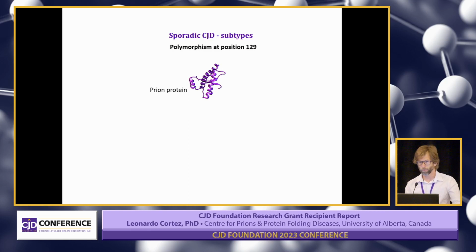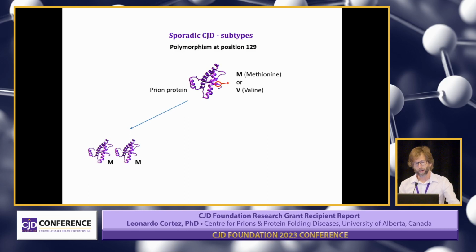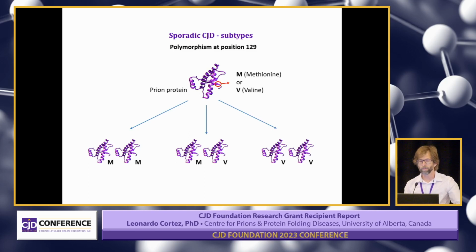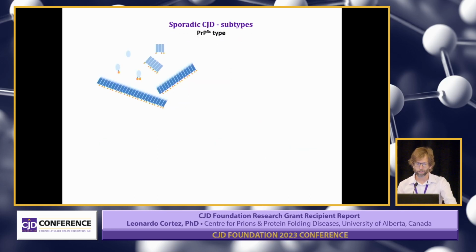Polymorphisms are normal variations that we have in our genes. And specifically in the gene for human prion protein, we have a polymorphism at position 129 that makes our normal prion protein have 2 different possible amino acids, methionine or M and valine or V. So we can have in our protein normally a methionine or valine at this position. But because we have 2 copies of this gene, we can have 2 copies with methionine, 1 copy with methionine and 1 with valine, or 2 with valine. So those are the 3 possible combinations for this polymorphism.